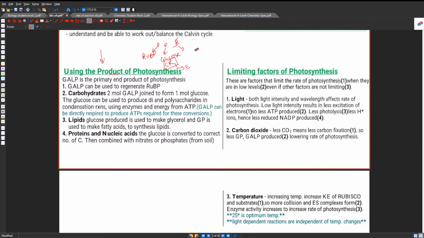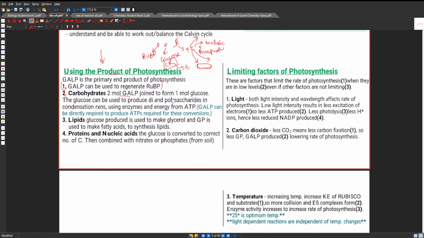So that can be to turn into a 5-carbon compound, to make a 4-carbon compound, to be used to make nucleic acids with help from phosphates from the soil. And so by this example, there is maltose or something. There's lipids, there's proteins, there's all other sorts of things. So yeah, GALP can be used to make RuBP.